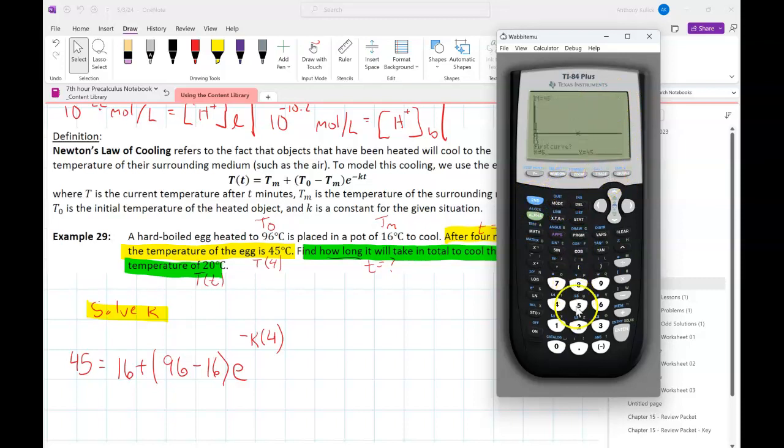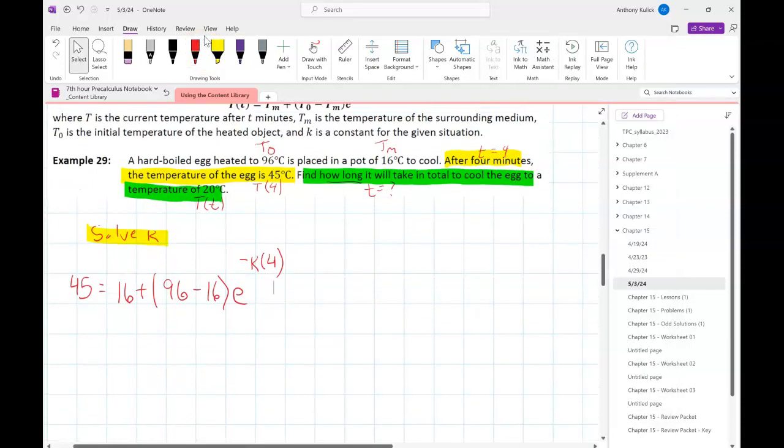Second, trace, intersect command, enter, enter, enter. We get K is about 0.254. Is everybody okay with that, how we did that? What if we didn't do it by graphing? What would I do first to solve this algebraically? To get K by itself.